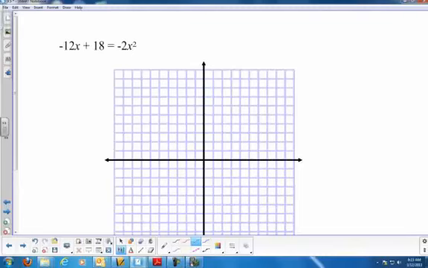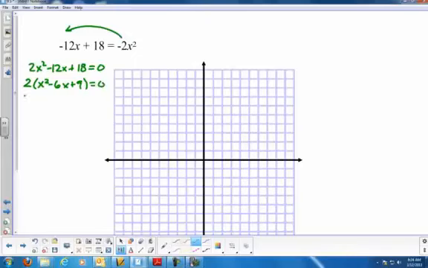Next up, let's go ahead and bring this over. So we have 2x squared minus 12x plus 18 equals 0. I see there's a 2 in all of that, so take the 2 out. And this again is perfect squares, so it's x minus 3 times x minus 3. Now I know that 3 gives me 0, and only 3 gives me 0.